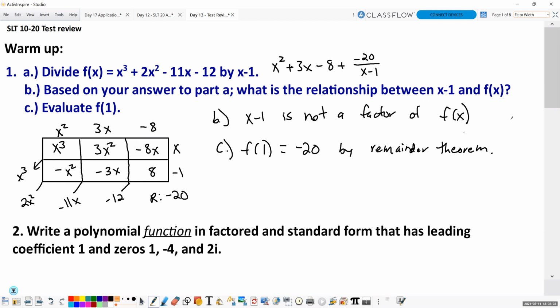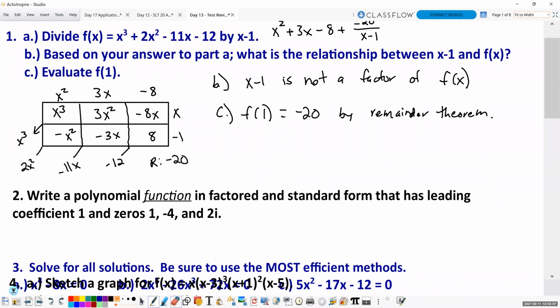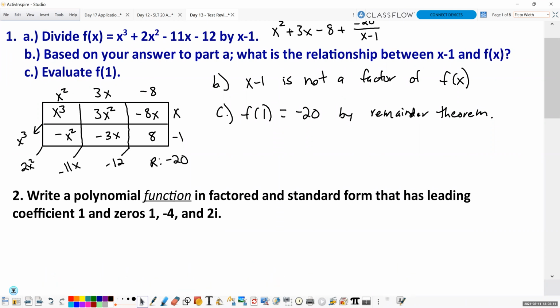Number 2 says write a polynomial function in factored and standard form that has leading coefficient of 1, and has zeros negative 1, 1, negative 4, and 2i. So it's important to note that complex solutions such as 2i, complex solutions containing i, must come in conjugate pairs. So here we really have plus or minus 2i.